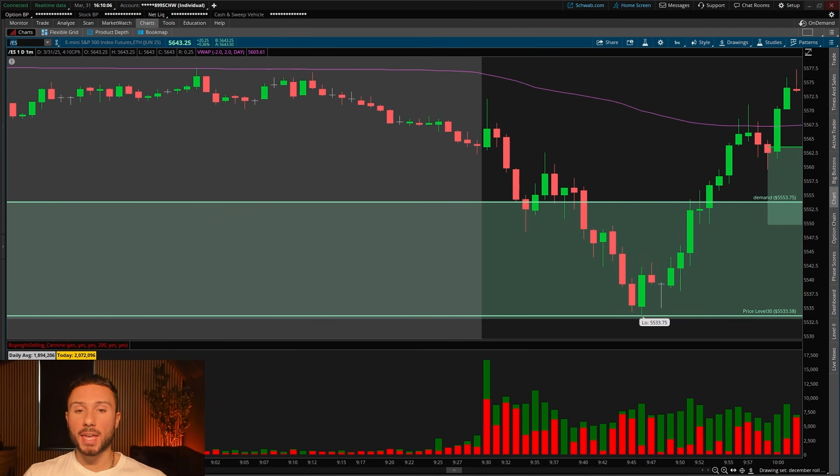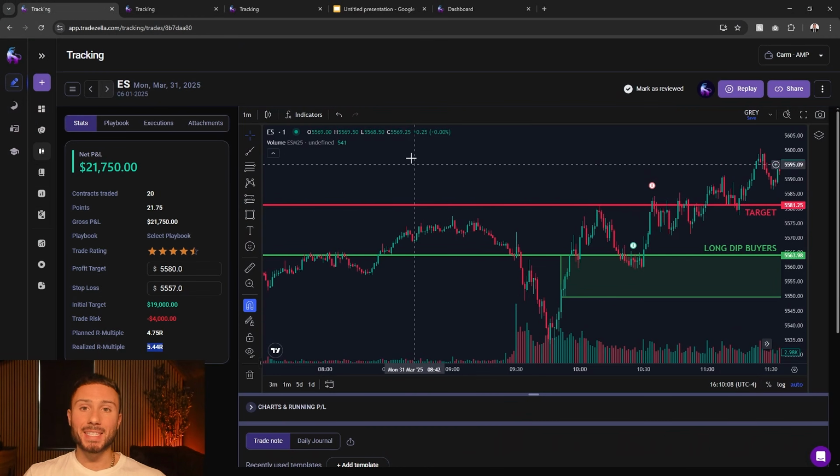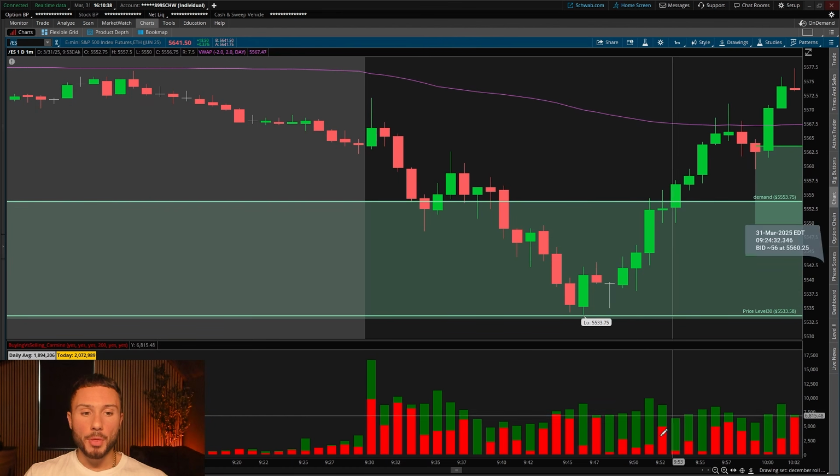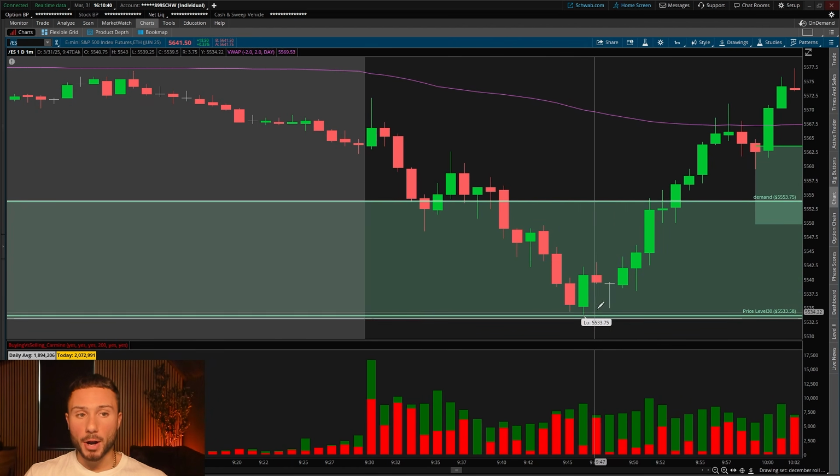Now this is significant because this is going to point me to step number two of this equation. Step number two is simply identifying buying or selling volume. In this example, we're talking about the market bouncing off of demand, so obviously we want to identify buying volume. This could be in the form of a delta outlier, a rebid reoffer, a large passive buyer or seller, or some type of absorption.